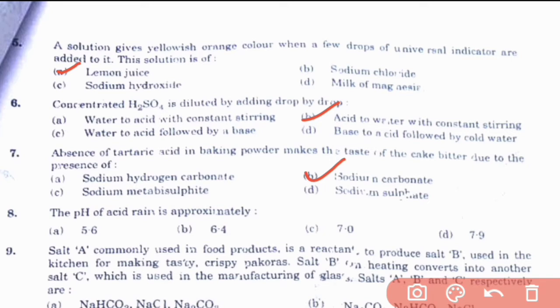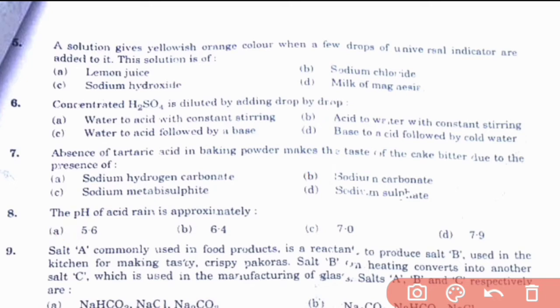Next question, that is question number 8. The pH of the acid rain is approximately option number A 5.6, B 6.4, C 7.0 and D is 7.9. So we know very well that it is option number A, that is 5.6.